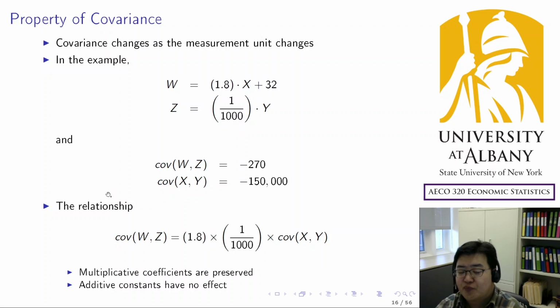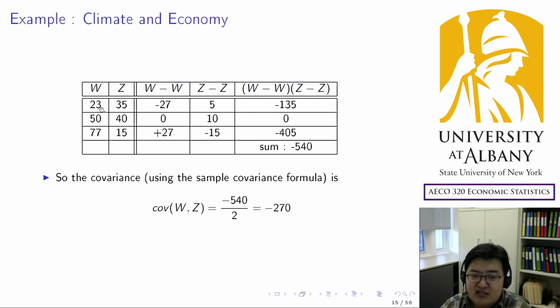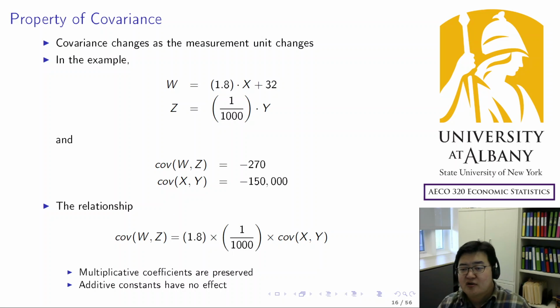Okay, so it's just mechanical steps to calculate the covariance. But what I wanted to show you from these two examples is that I changed the data from Celsius to Fahrenheit and from dollars to $1,000. I changed their units, but basically they are still the same variables, still the same data. Changing units should not cause any difference in the relationship, right? They are basically the same data, same nature.